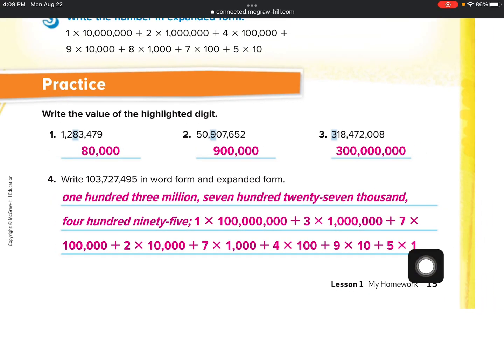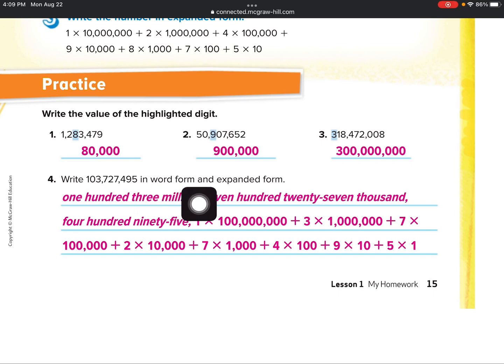Welcome back. Here's what the answers are for 1, 2, and 3. Easy way to remember is just write the number and then fill all of these places in with 0. And then you have the value of your number. Remember, if it asks for the value, that's what it's asking you to do. Number and all the zeros.